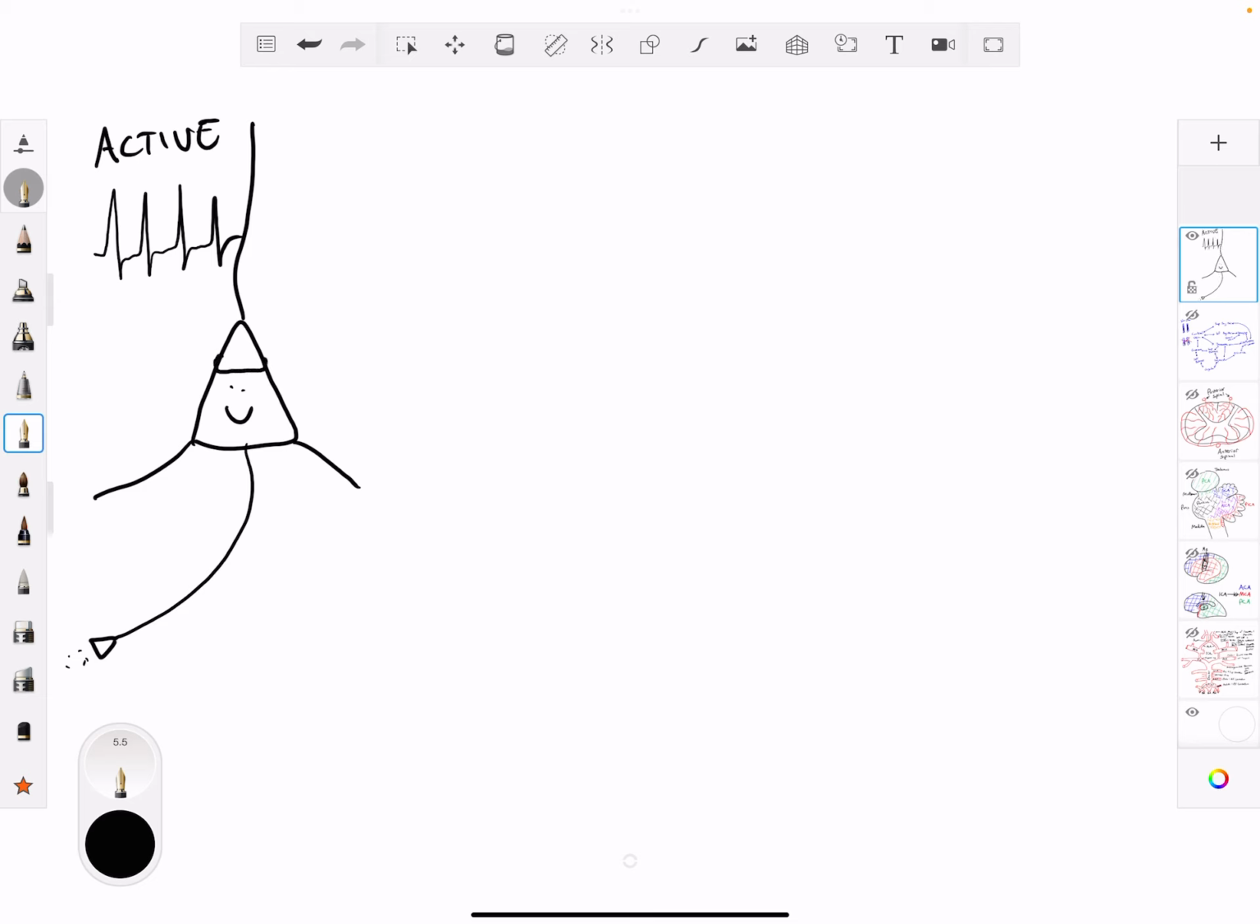Let's give it a little sweatband. So it's working hard out there. You know what? Let's have it do some curls for the girls over here. There we go. That's an active neuron if I've ever seen one. Maybe that apical dendrite's doing a pull-up. I don't know. Let's not get too silly.